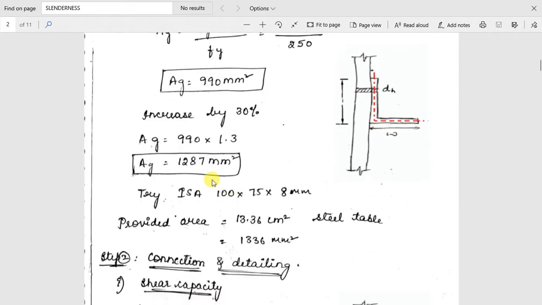So you are aware that you have to use an angle section. Equal or unequal, it is left to you. Now we obtained the area. So now we have to refer to the steel table, and you have to choose an angle section whose area matches this value, or it might be more than this value also. But the angle which you are going to choose, its area should not be less than this particular value.